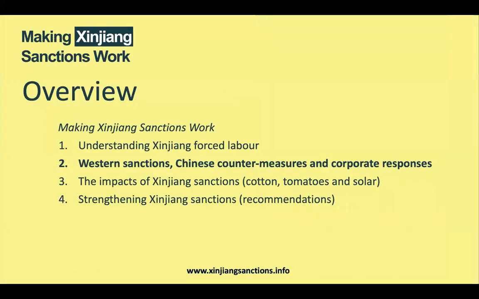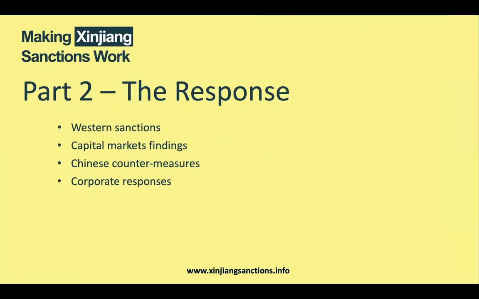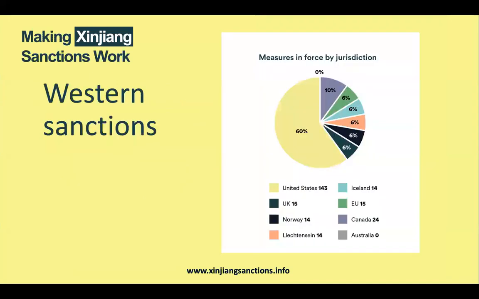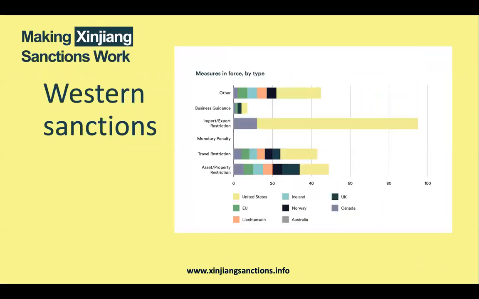With part 1 having introduced and explained the nature and concerns around the policies generating Xinjiang forced labor, part 2 of the study turns its focus to the response. Governments have adopted 239 measures in response to Xinjiang forced labor as of June 2022. 60% of these have been adopted by the United States. Canada, the UK, the EU, and the EU's EFTA partners account for the remainder.